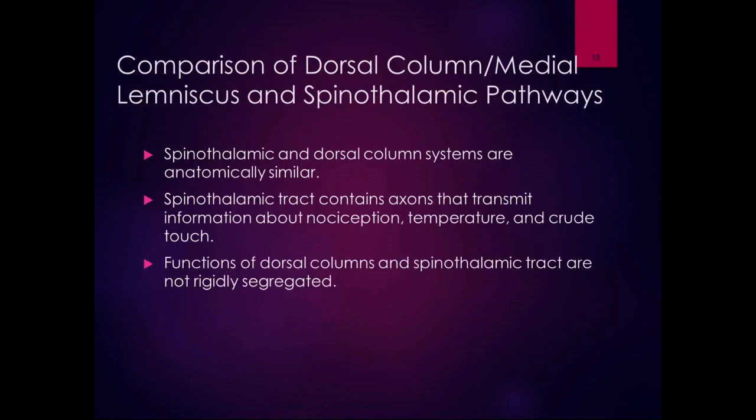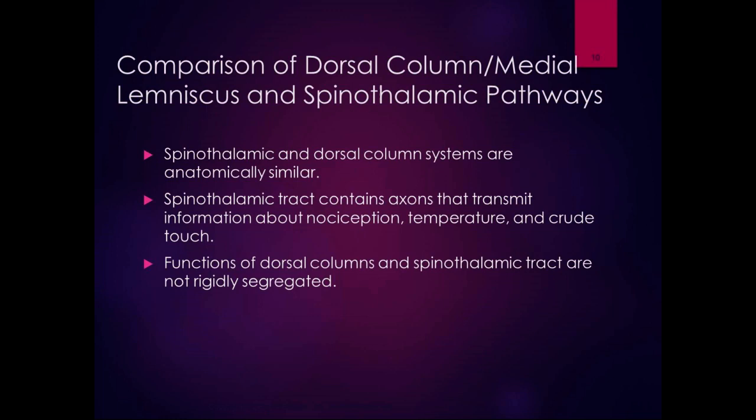So the dorsal column medial lemniscus is one pathway to the brain. The spinothalamic pathway is another pathway to the brain. The spinothalamic and dorsal column systems are anatomically similar, meaning they go from the dorsal horn of the spinal cord to the brain, but they are different in the information they carry. The spinothalamic tract contains axons that transmit information about nociception, temperature, and crude touch. The dorsal columns contain the information about light touch and conscious proprioception.